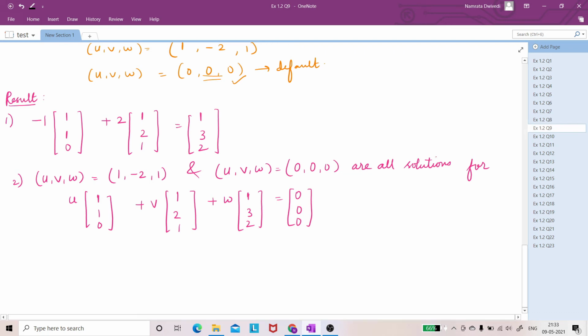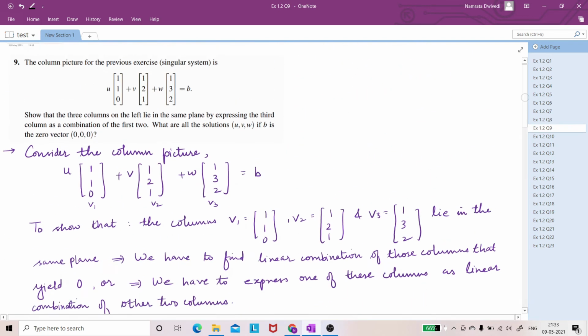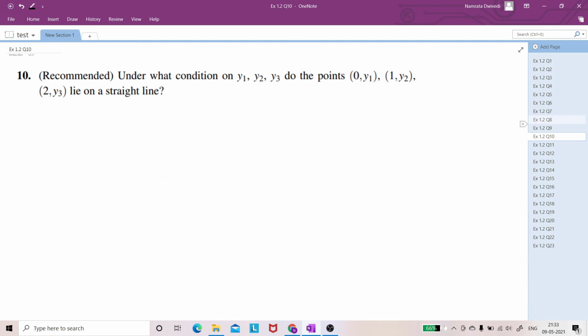So now we have solved question number 9, I guess. Now let's solve question number 10. So under what condition on y1, y2, y3 does the point (0, y1, y2) lie on the straight line? Okay, fine.